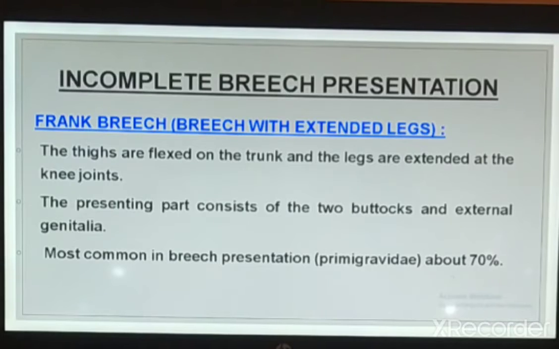Next is incomplete breech presentation or frank breech, breech with extended legs. The thighs are flexed on the trunk and the legs are extended at the knee joints. The presenting part consists of two buttocks and external genitalia. Most common in breech presentation, primigravida about 70%.